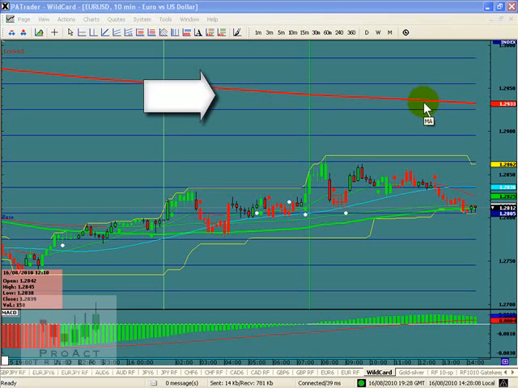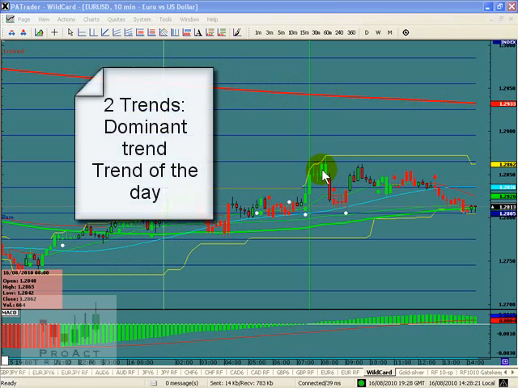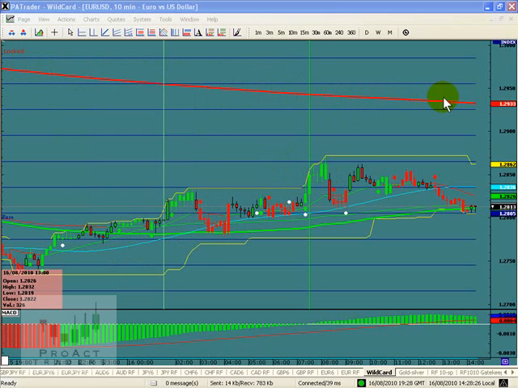This moving average comes from a larger chart, and it's telling us the real trend is down, even though this is an up move. So what's important to understand is that there are usually two trends happening in the marketplace. First of all, there's the dominant trend. That would be this red line coming down here like this, telling us that the real trend is overall down. However, this is the trend of the day, which is, in this case, a counter trend move.